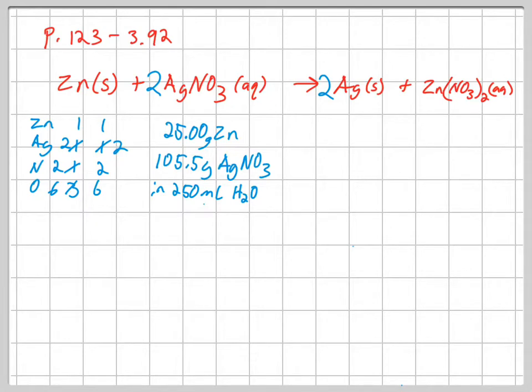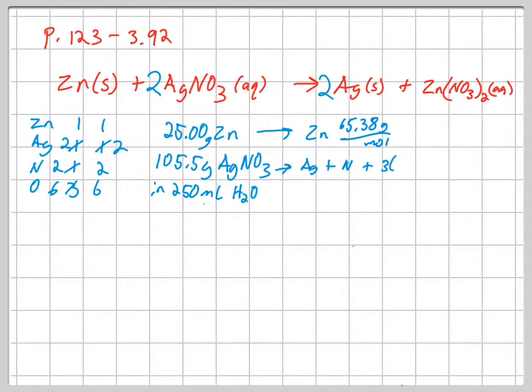So to determine the number of moles, we've got to find the gram formula weight or the molecular mass or whatever you want to call it for each one of these. So we'll look at zinc here. And we'll look on the periodic table, we'll find zinc is 65.38 grams per mole.